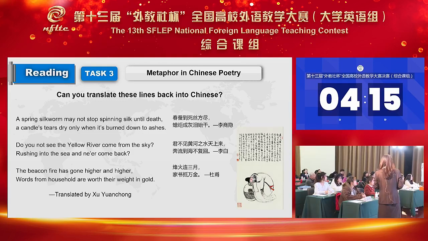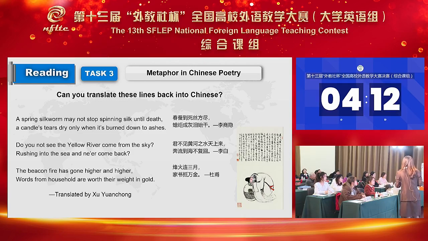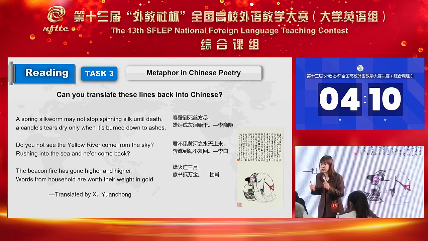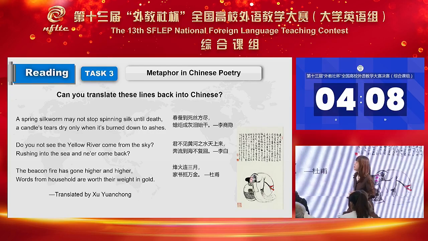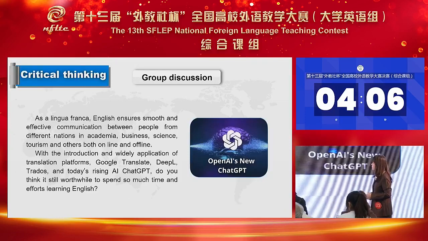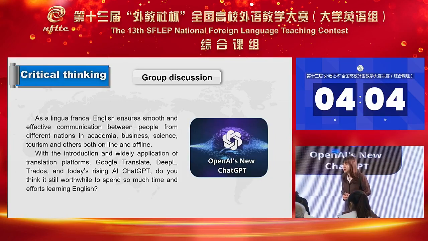Very well done. Okay. So I think maybe after class you want to brush up on your Chinese literature, Chinese poetry a little bit. Right. Now comes the critical thinking part.